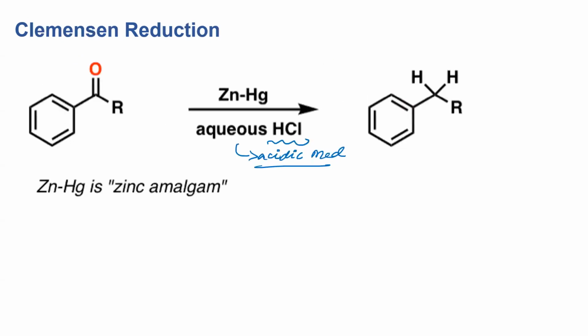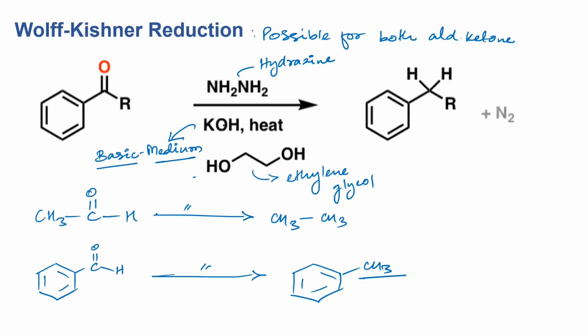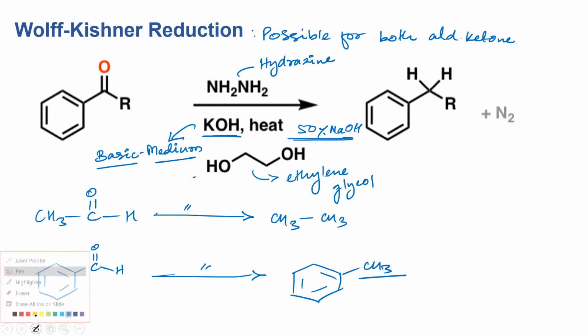If they ask you to write a short note, you will say the carbonyl group of aldehydes and ketones is reduced to CH2 on treatment with zinc amalgam and concentrated hydrochloric acid. In Wolff-Kishner also, please remember this KOH is concentrated. Sometimes you will see 50% KOH or 50% NaOH written. Don't worry about that. 50% is a very high concentration. Moving on.